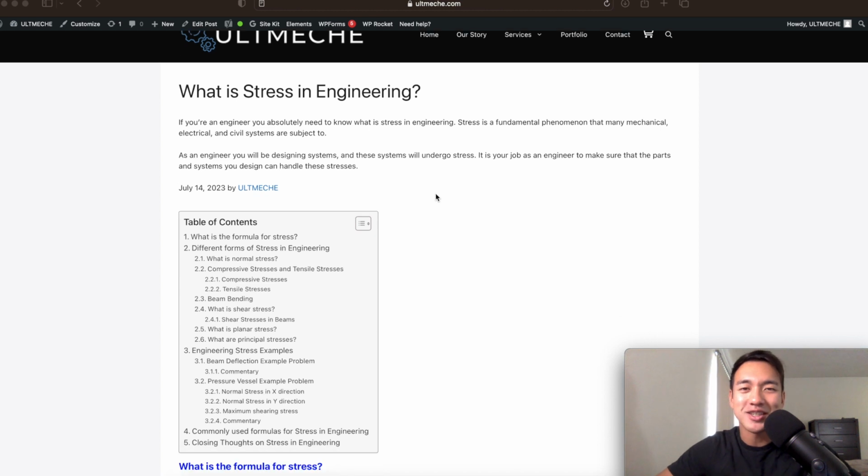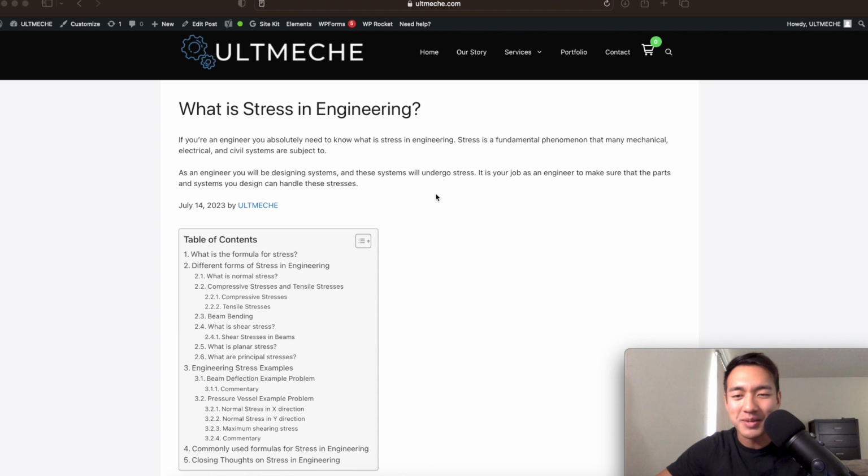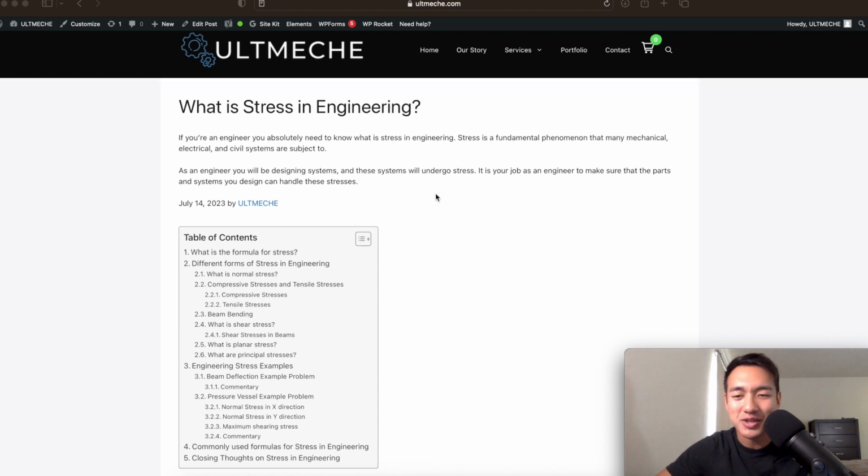So we're starting with stress in engineering. Stress is basically a physical quantity that describes a force over a unit area. When we're designing mechanical systems, we're going to be making sure that these systems are capable of handling stress. It's our job and duty as engineers to make sure that they can handle specific stresses and their specific operating conditions.